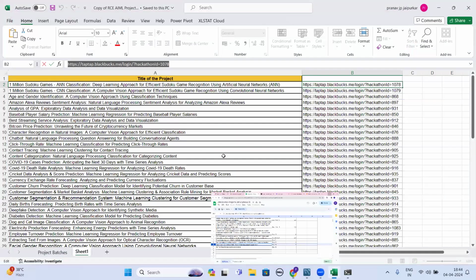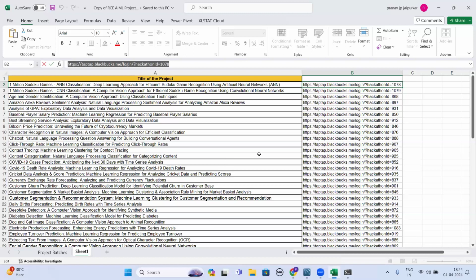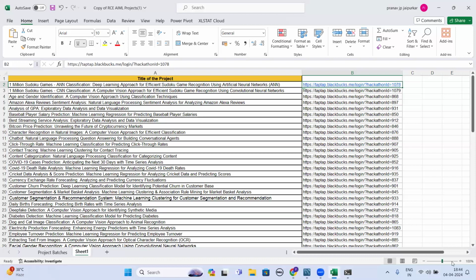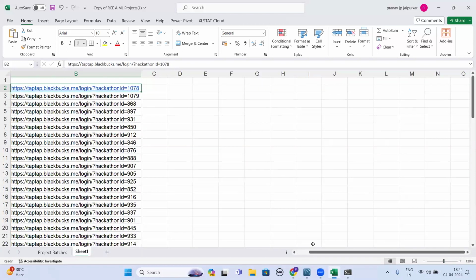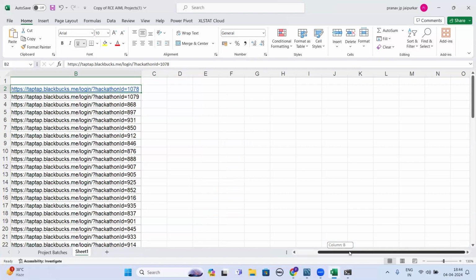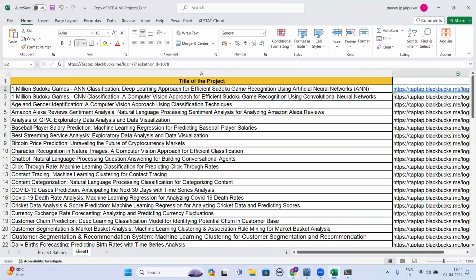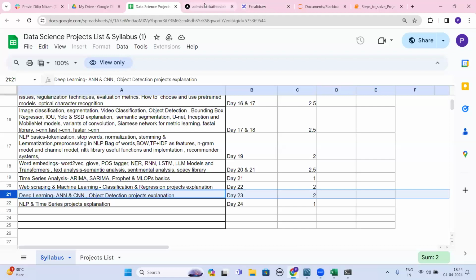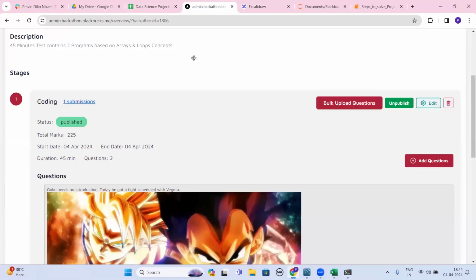So let us see what projects are there. It's the first project itself. So let us try to see how this project can definitely help us in getting an idea about the given sections over here. So it's 1078. Let's move ahead with 1078 over here.